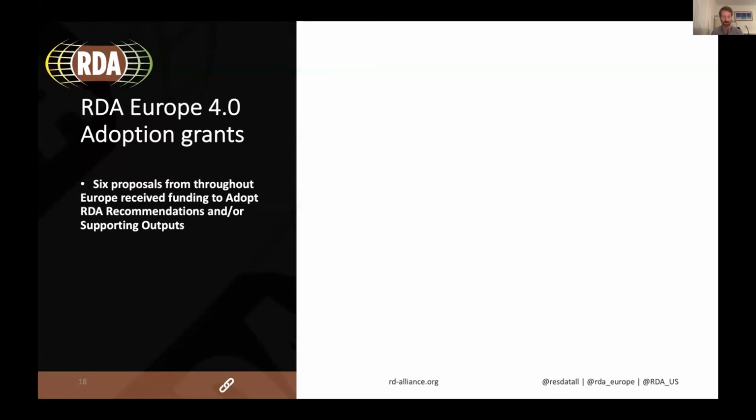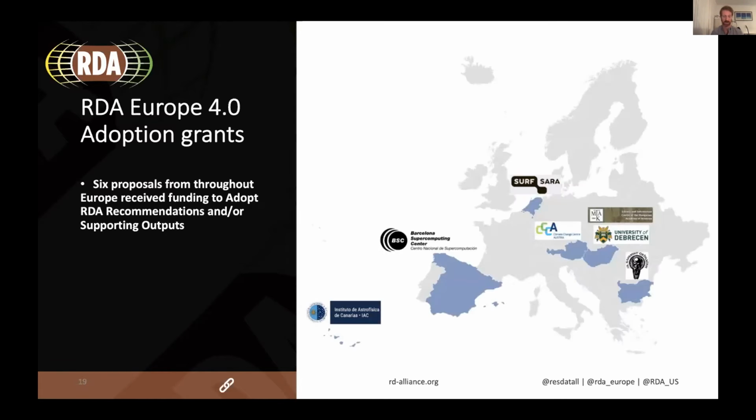These grants were awarded to a variety of organizations and different types of projects. Some of these projects were ongoing projects. Some used the grants as seed money for work that is continuing on after the grant period. And some of these projects developed resources that are used by others in their specific domains. As you can see on the slide on screen, the organizations involved are spread geographically throughout Europe. And the organizations adopted a mix of recommendations and supporting outputs in their work.